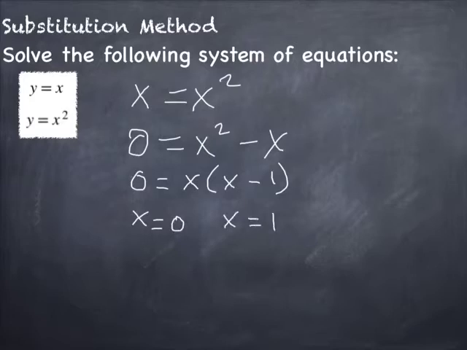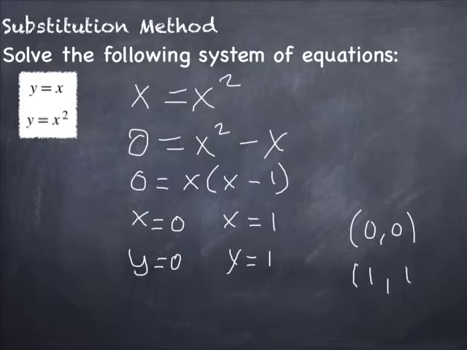Now that I have those two values for x, I need to figure out what y is. If I plug these numbers into the first equation, y equals 0 if x equals 0, and y equals 1 if x equals 1. So we get two answers, the point 0, 0, and the point 1, 1. These two shapes intersect at 0, 0, and 1, 1.